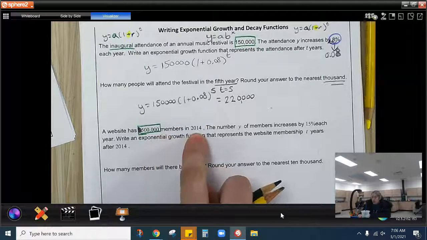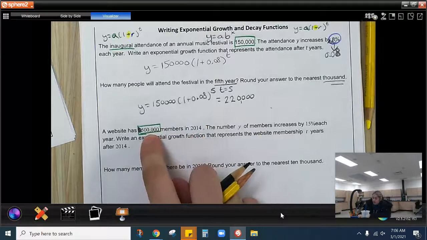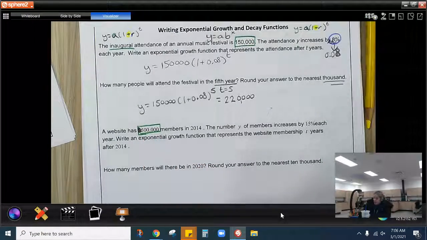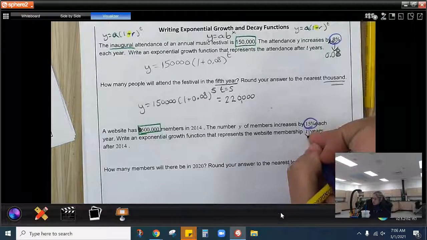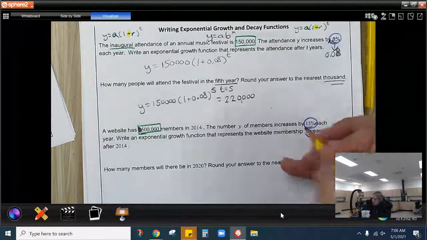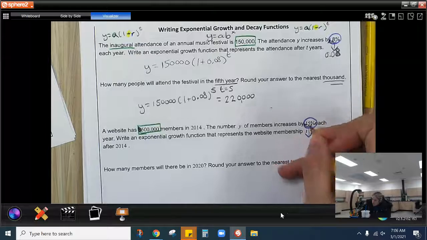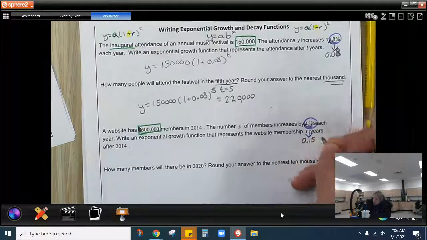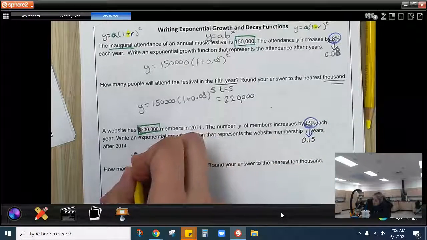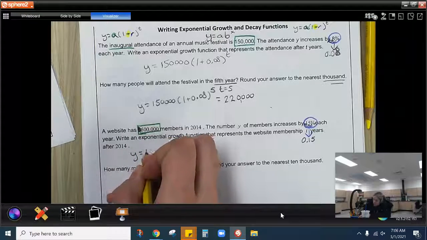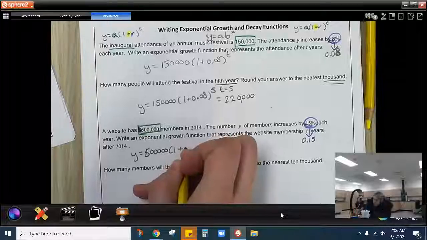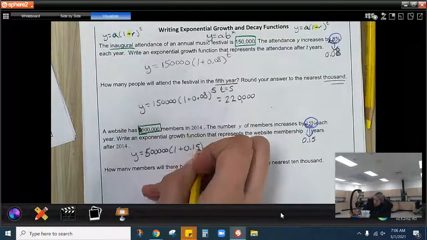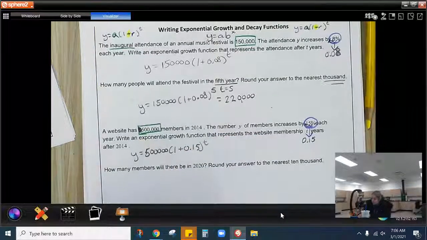All right, so it doesn't say it on here, but we're starting in 2014, and it has 500,000 members, right? So that is our initial amount. And then right here, we have a 15%. So 15% as a decimal, I would move it over. So it becomes 0.15. So for our exponential growth, we'd have Y equals 500,000 times 1 plus 0.15 to the T.